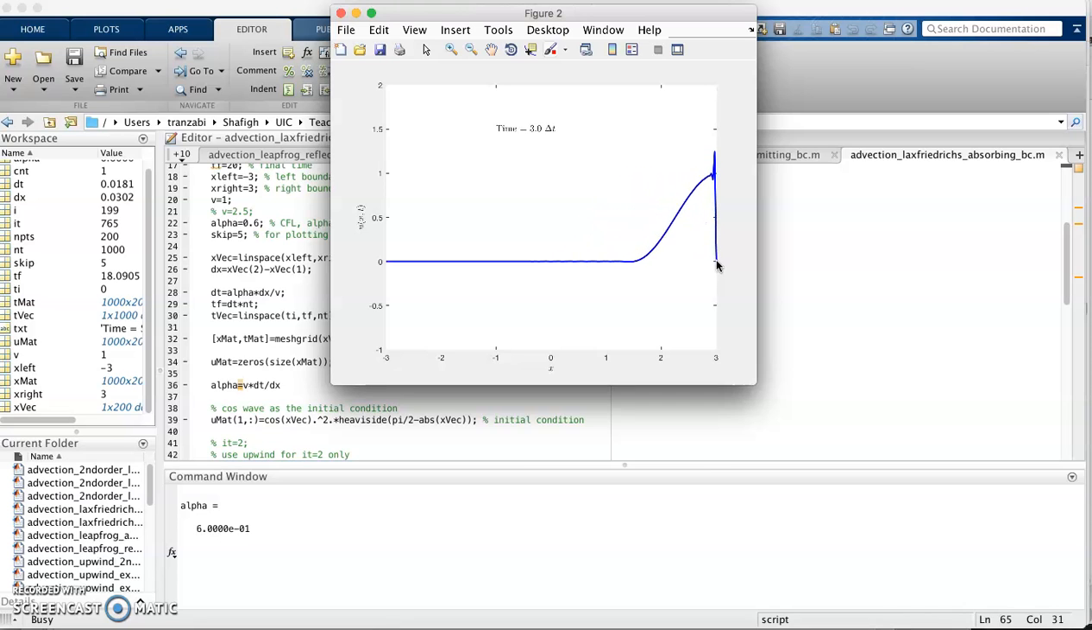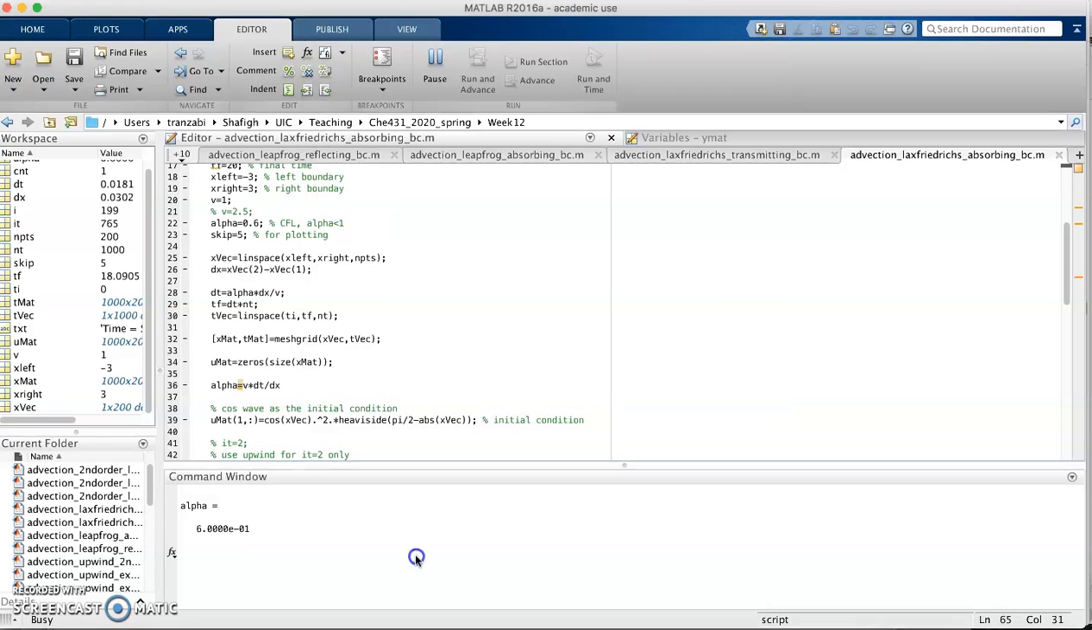But the artifact of that is this little weird peak that actually shows up. Although it doesn't stay for long, at the time that the wave hits the boundary and goes through it and completely gets absorbed, this peak actually shows up, which is completely a numerical error. Again, it's not big, but that's what it is.